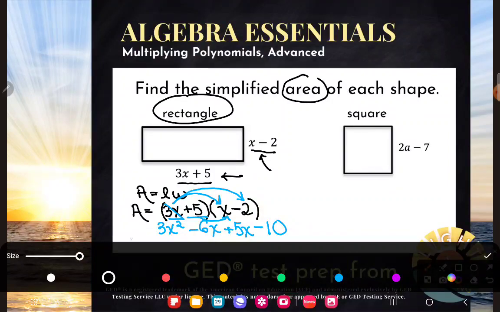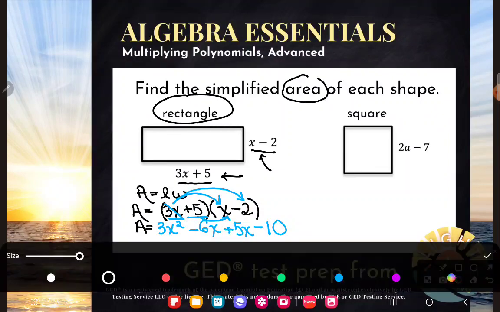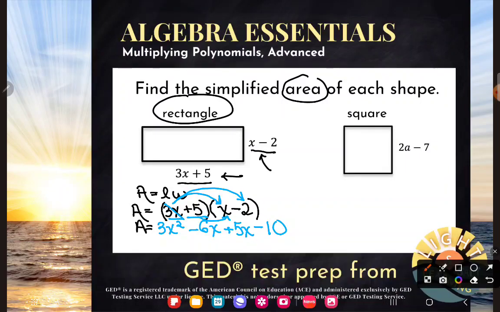We do want to continue simplifying, though, until there's nothing more I can do here. There's not a whole lot I can do, but I do see that I have some like terms. Negative 6x, that's an x term. Plus 5x, that's also an x term. And so we can go ahead and combine those. Negative 6x plus 5x is negative 1x, but of course I'm a mathematician, so I'm lazy, and I write negative x. And then I'll drop my negative 10. I'll drop my 3x squared.